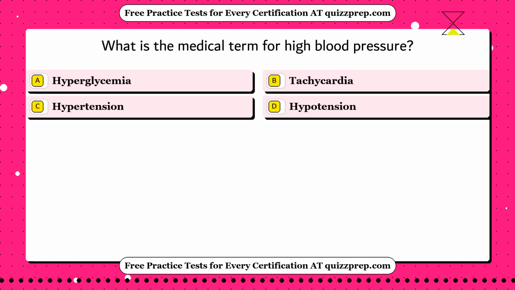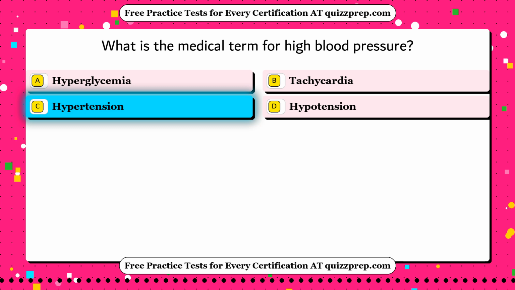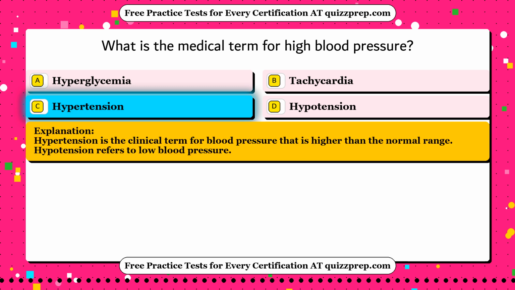Option A, hyperglycemia. Option B, tachycardia. Option C, hypertension. Option D, hypotension. The correct answer is option C, hypertension. Hypertension is the clinical term for blood pressure that is higher than the normal range. Hypotension refers to low blood pressure.